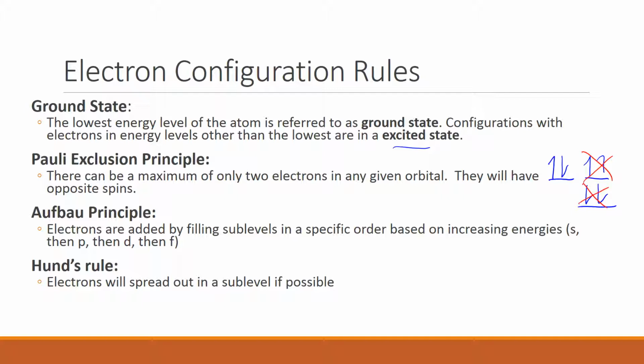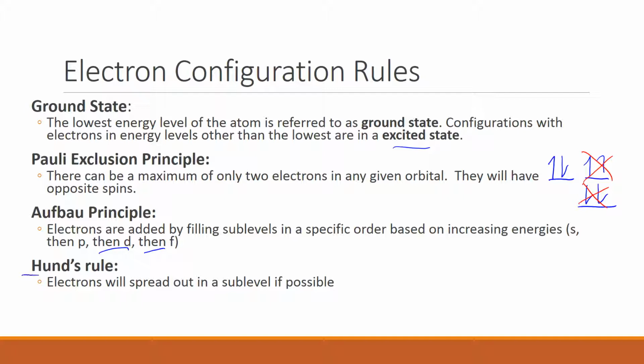Next, we have the Aufbau principle. This is that electrons are added by filling sublevels in a specific order based on increasing energy. So S, P, then D and F. D and F are odd though, and we'll talk about them more in another mix. It's just the idea that you fill 1s before you fill 2s, before you fill 2p, before you fill 3s, before you fill 3p. That's the Aufbau principle.